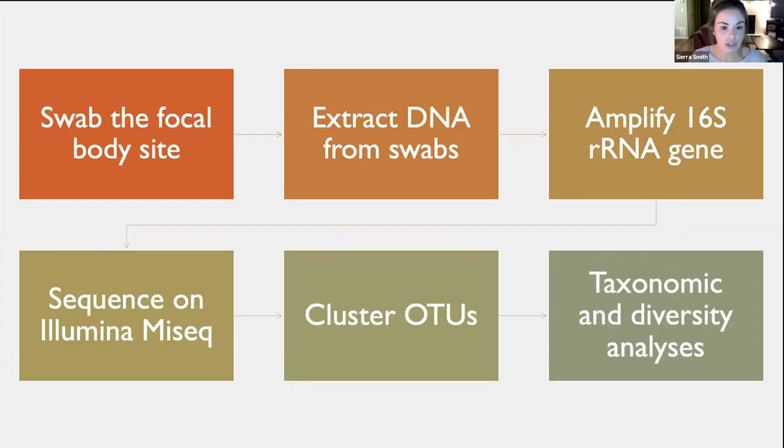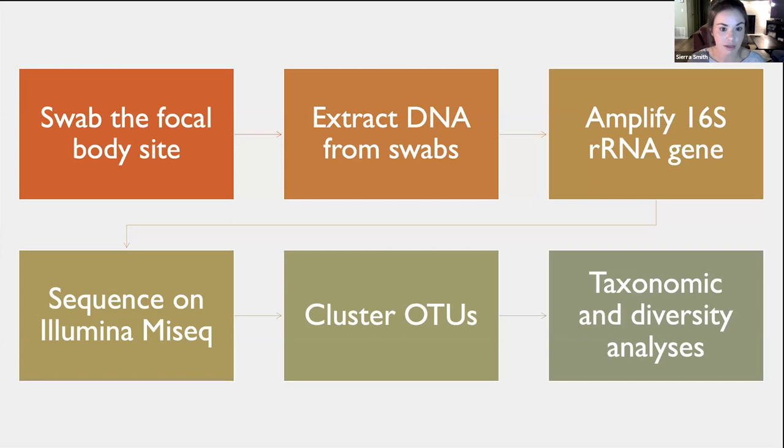So this is the general methods. You swab the focal body site. In my case, I swab the mouth and I swab the cloaca of 22 individual snakes. And then I extracted the DNA from the swabs. And then I used PCR to amplify the 16S rRNA gene, which is a gene that is found in most microbial species. If you have all the DNA in the sample and you're just interested in what microbes are there, you amplify the 16S rRNA gene because most microbial species will have that gene.